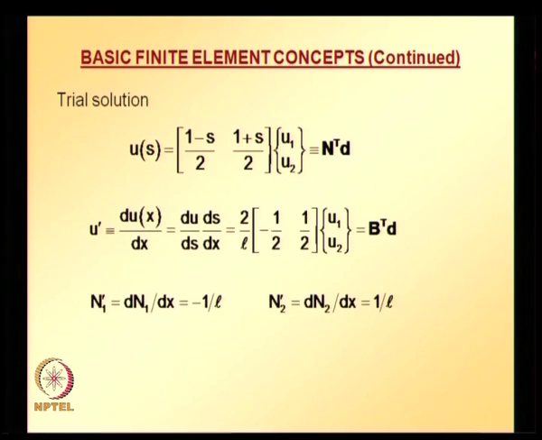and from there it follows what u prime is. u prime is nothing but the derivative of u with respect to x. Using the chain rule you can write the derivative of u with respect to s times the derivative of s with respect to x. You know the relation between s and the x coordinate system, so you can write ds over dx turns out to be 2 over L, and du over ds you can get from the first equation. So u prime turns out to be B transpose d, where B transpose is defined as 2 over L times minus half, half.